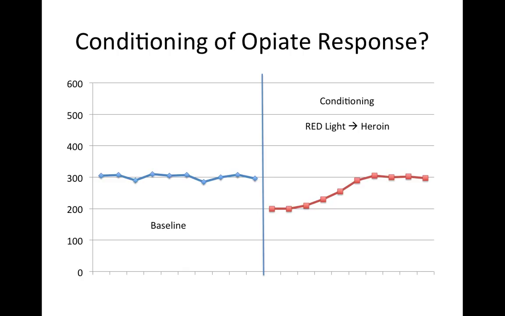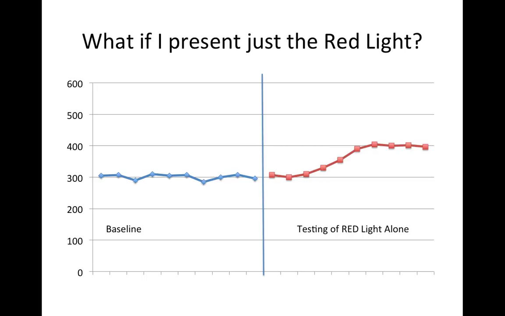And if you plot this on a graph, what you see is originally over here, the first dose of the heroin reduces beats per minute or heart rate, but over time, something happens, and the heroin is no longer effective at producing a reduction in heart rate. If you present just the red light, what you see is an increase in heart rate. Okay?